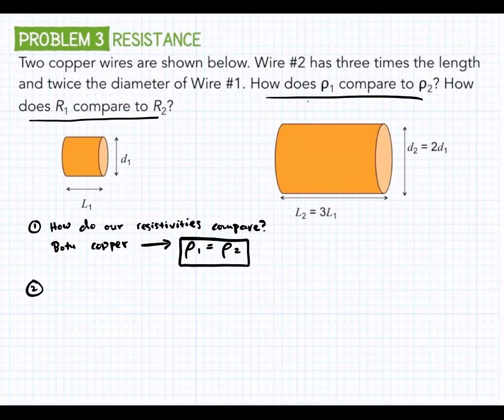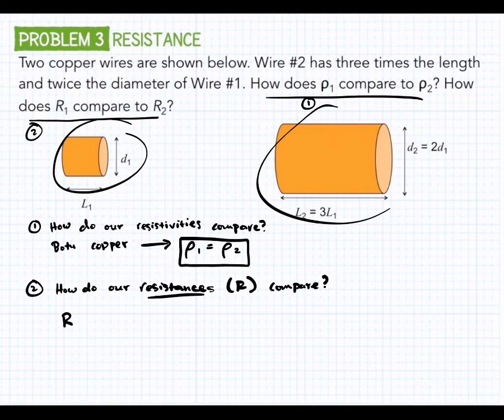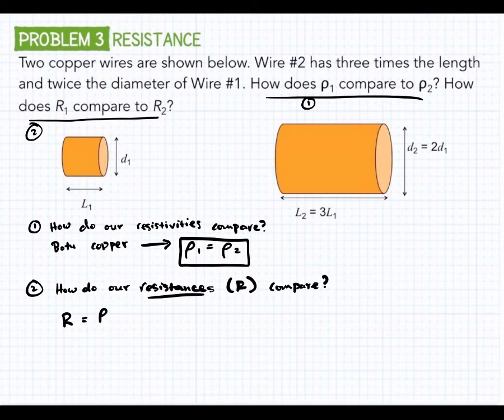So that's the beginning problem. The next problem, so this is one, the next problem is we want to compare the resistances. How do our resistances compare? And we'll notice that this is going to give us a different answer because resistance and resistivity are not the same thing. So we want to start with our equation for resistance. And we're not going to draw a picture because there's pretty much already a picture drawn for us. But our resistance equation is resistivity times length divided by cross-sectional area.